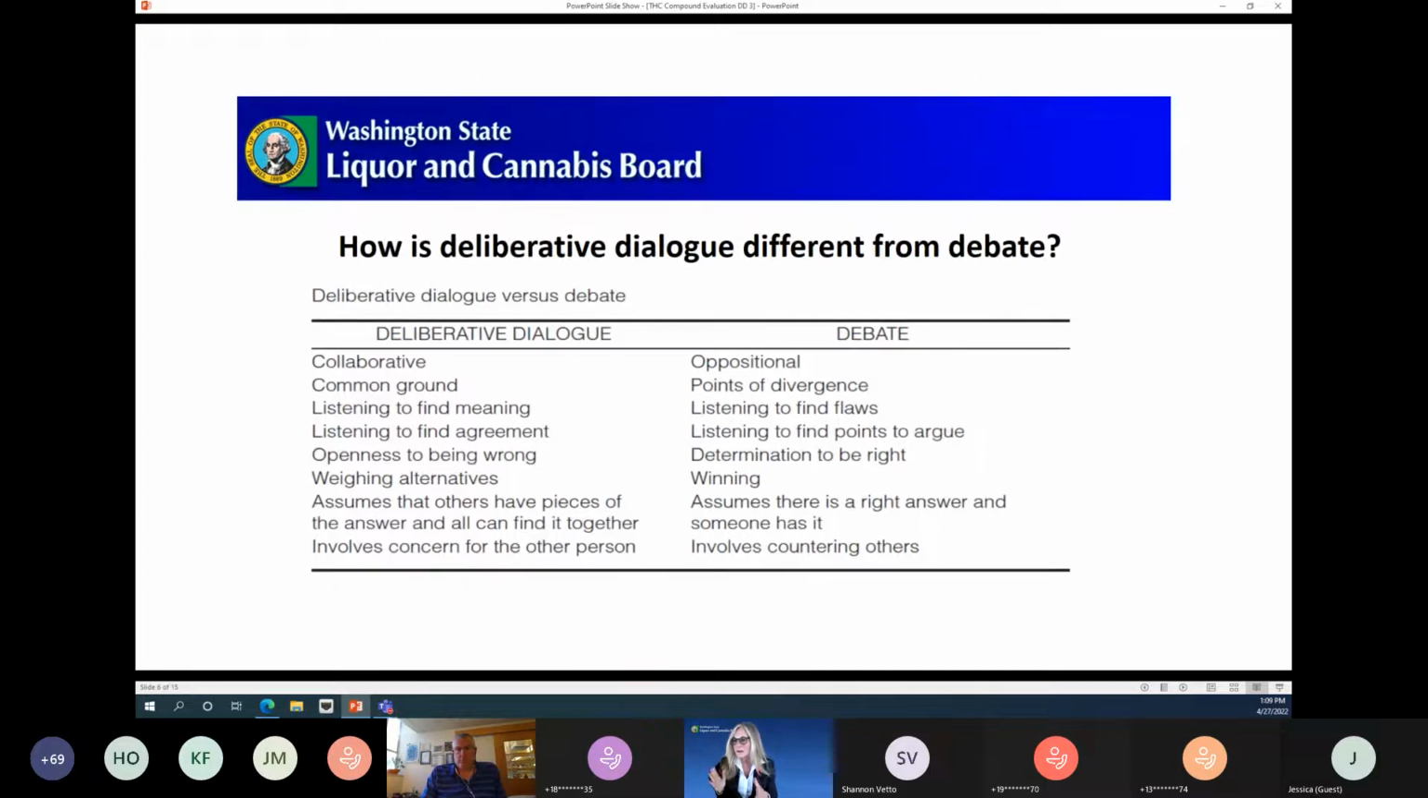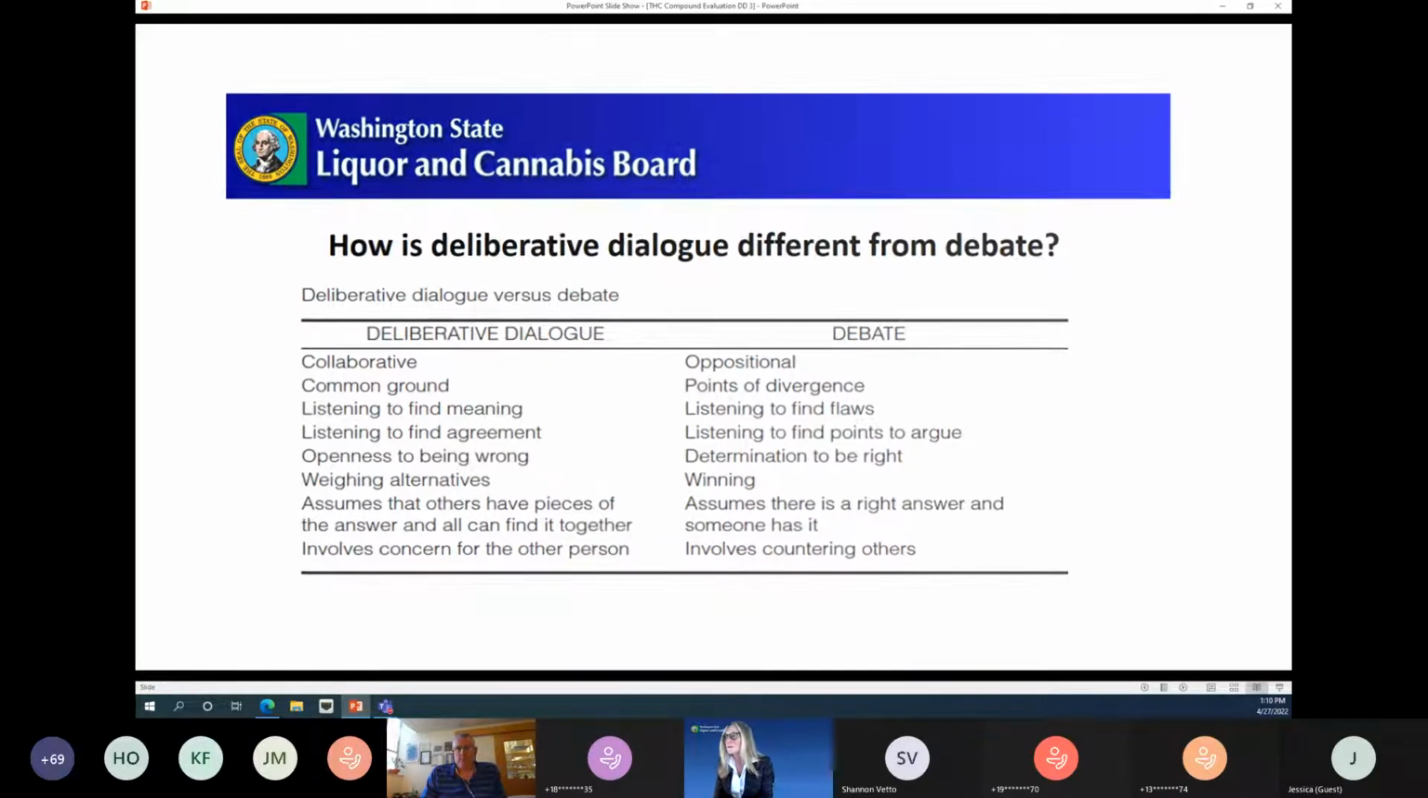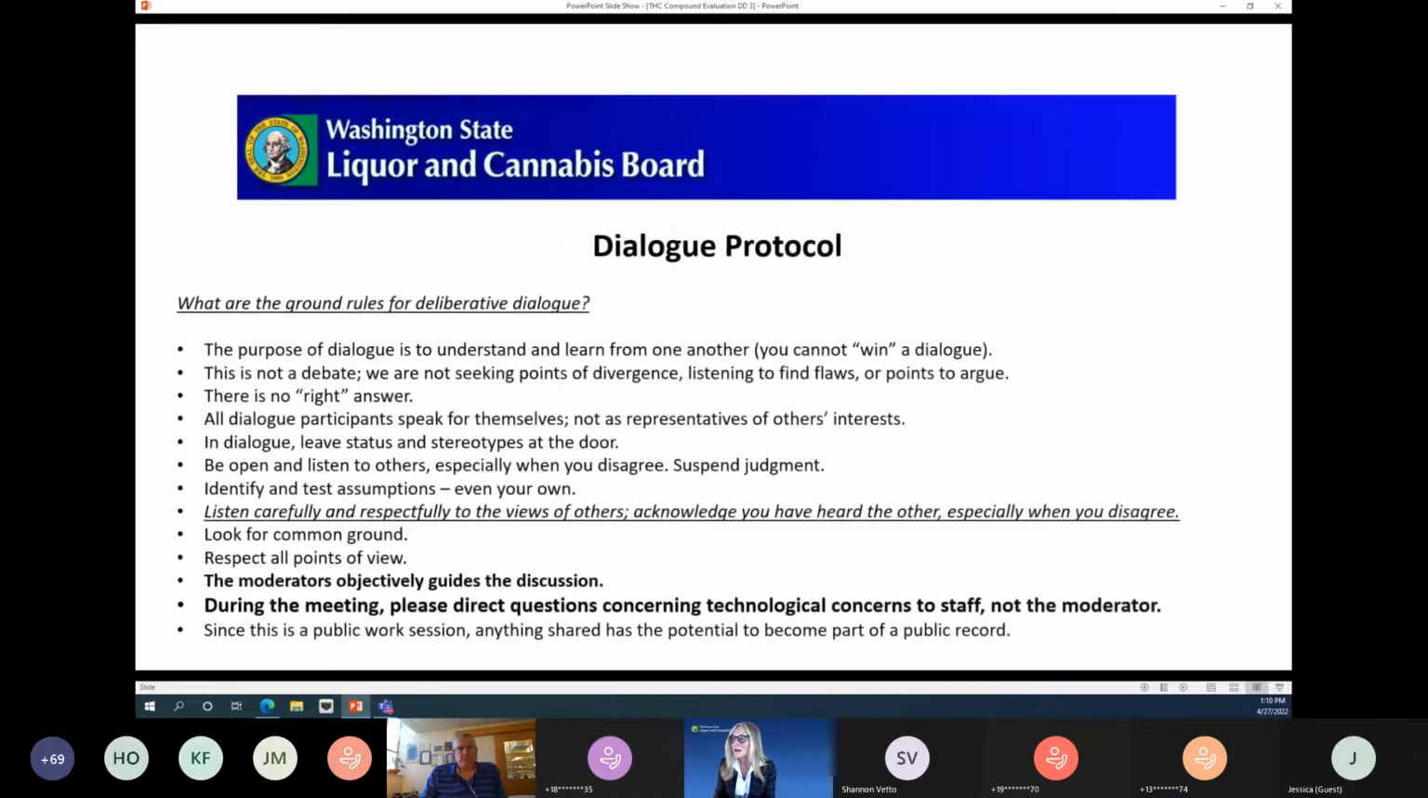And then just to emphasize the difference between deliberative dialogue and debate, and I'm going to focus here on what deliberative dialogue is. Again, it's a way for us to find common ground, to listen and find meaning in the subjects that we're addressing here, consider alternatives, and then move the conversation forward. So just again, I'm going to concentrate on the positives of deliberative dialogue for this session today.